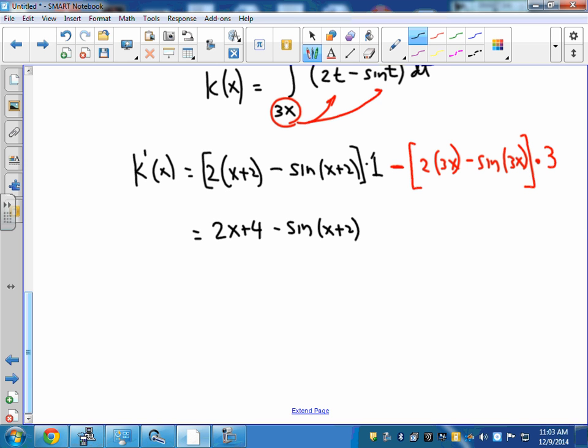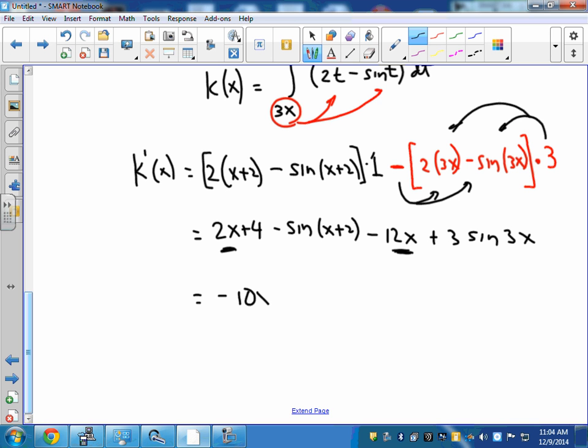There's not much you can do there. I have this 3 coming around, and I have a negative sign. So trying to keep track of everything, it looks like we have minus 12x, and then plus 3 sine of 3x. And I suppose the minus 12x and the 2x can be cleaned up. So minus 10x plus 4 minus the sine of x plus 2 and plus 3 times the sine of 3x. It's sort of an ugly problem, but it does show the fundamental theorem of calculus, part 2.